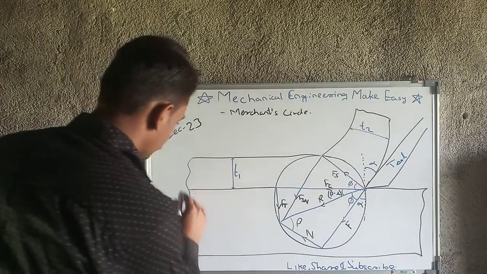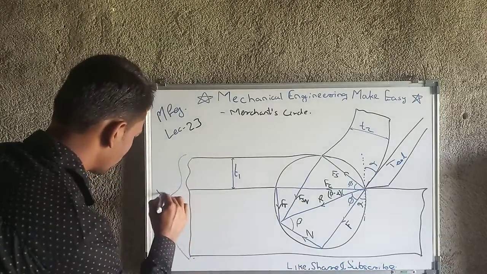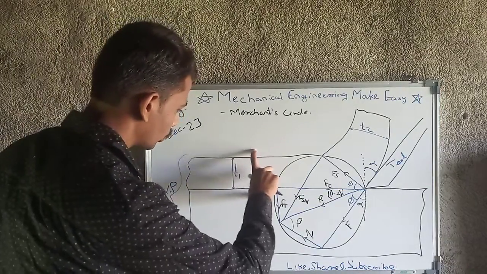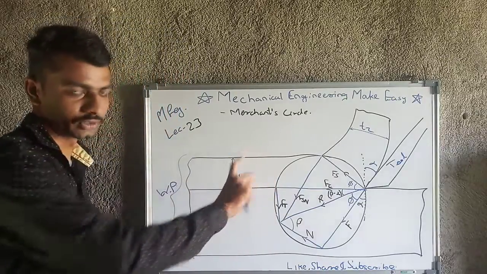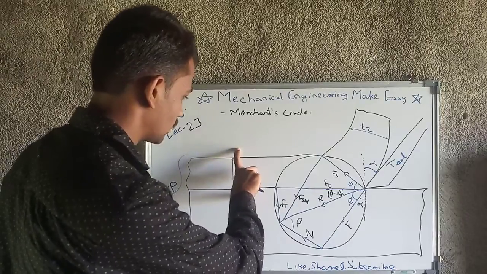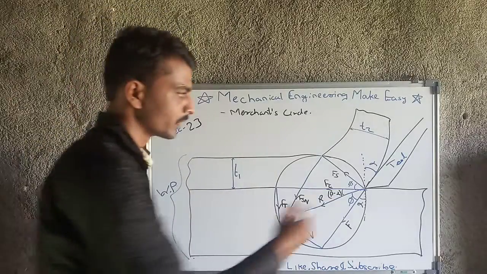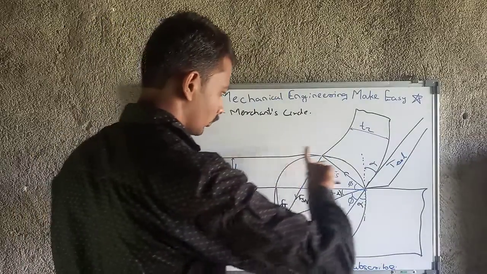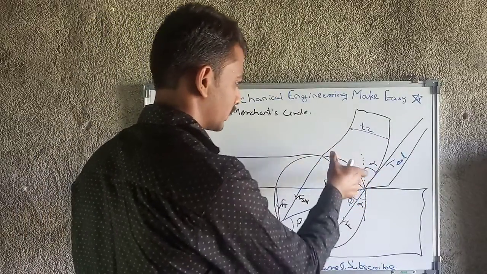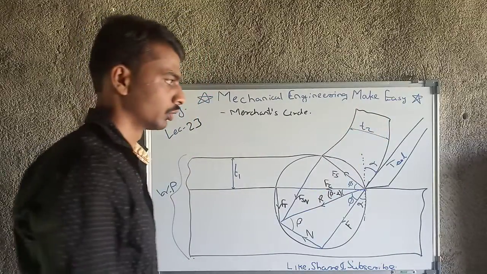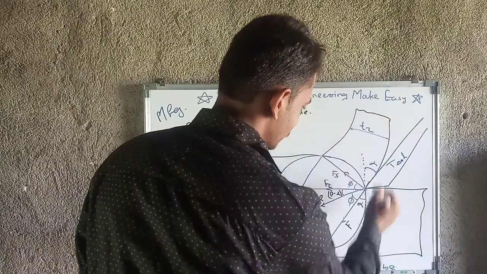So we will look at it one by one. This is our workpiece, and from that workpiece we are going to cut T1 amount of thickness. This is our remaining workpiece, and only T1 amount of thickness we are going to cut. This is our cutting tool. After cutting, that thickness will increase and that value will be T2.